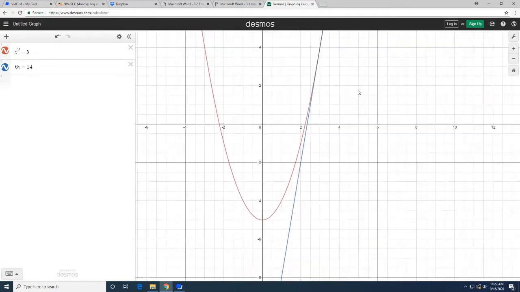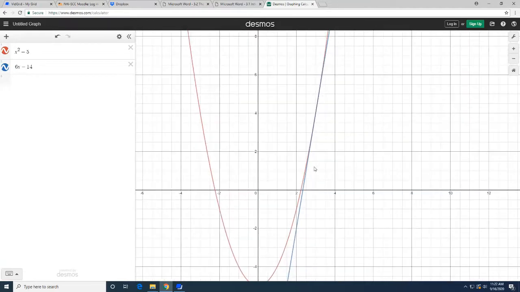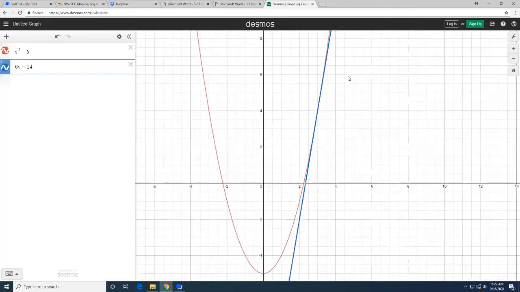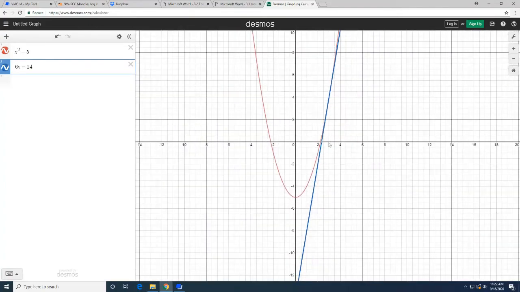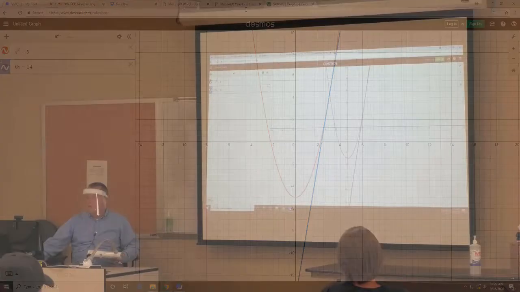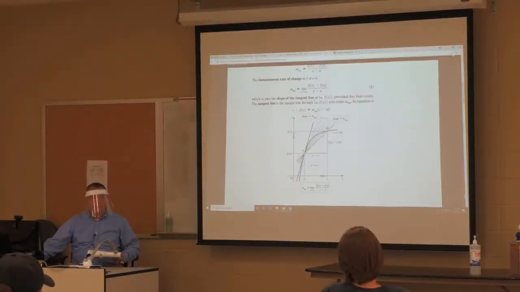Okay, so the point we're looking at here was (3, 4), which is right there. So at that point, that is where that line is touching that graph in just the one spot. Okay, that is the one line that is tangent at that one point. Okay. All right, questions about that?